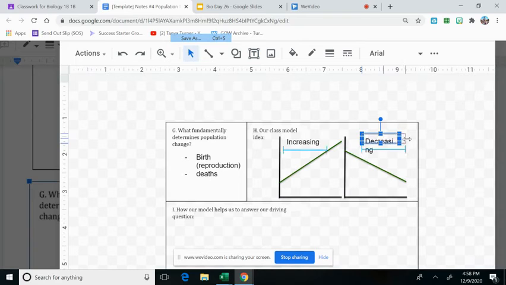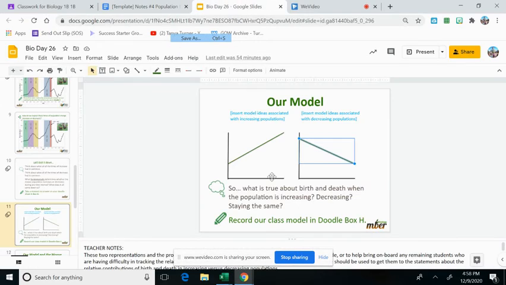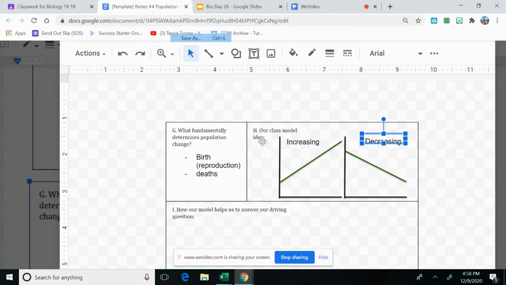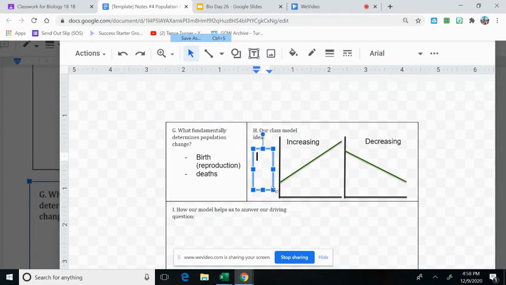Awesome. Okay. And then our ideas. What we are supposed to be going through is what is true about these. So when would the population be increasing? Let's think about that. From the game, what types of things were true or what was happening when the population increased? From class, a lot of people said babies, like reproduction.